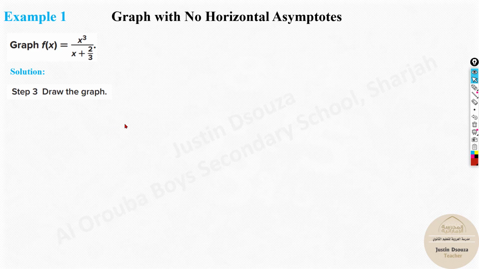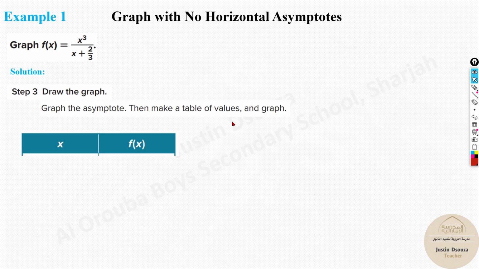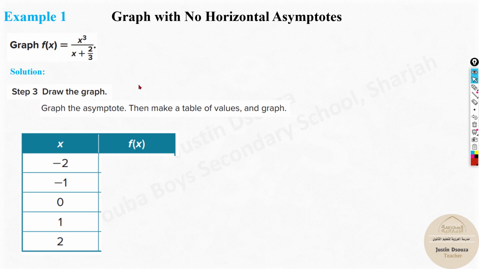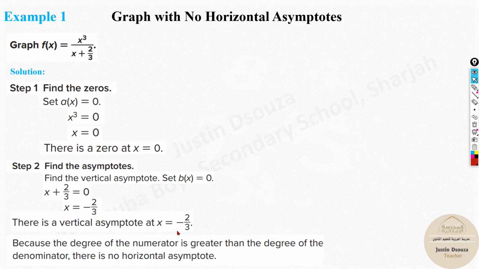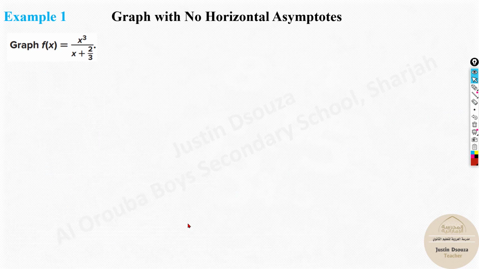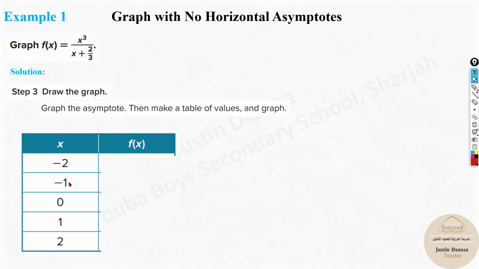Now this graph needs to be done by a table of values. Basically, you need to get some values. It's easier to remember this x value. Where is the vertical asymptote? At negative 2/3, right? That is negative 0.66. So take values less than that and more than that.